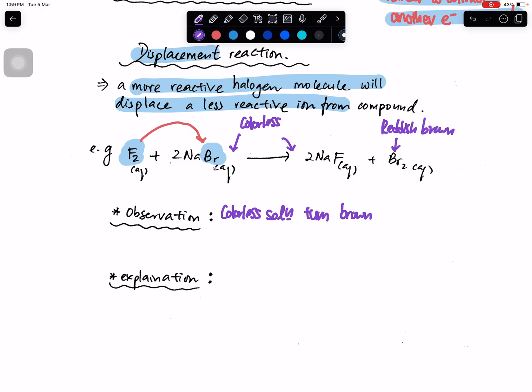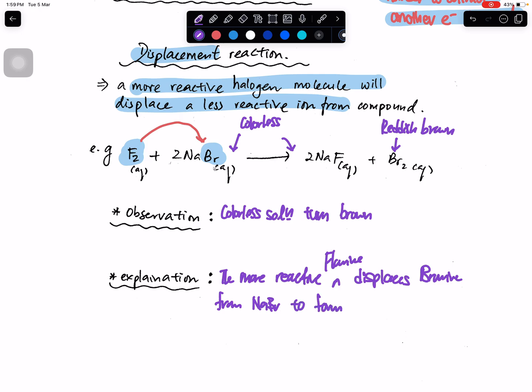And the explanation is that the more reactive fluorine displaces. Maybe if I were to spell it out, it displaces bromine from NaBr to form NaF and Br2.